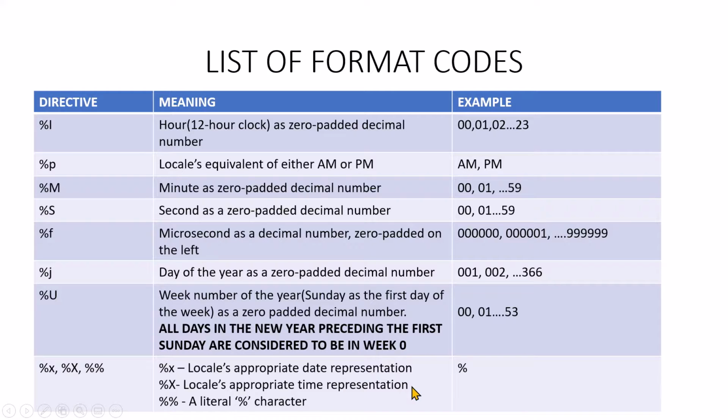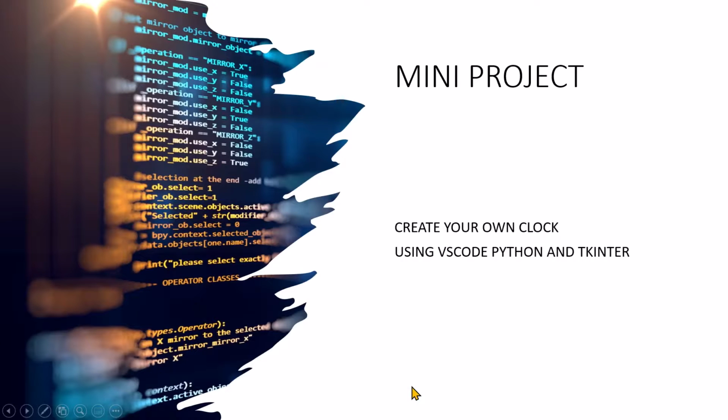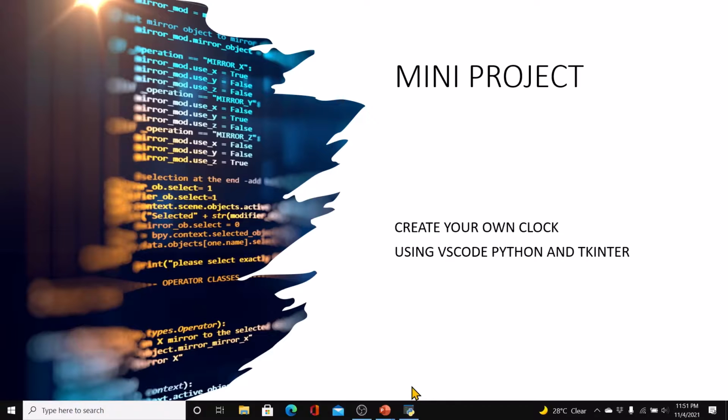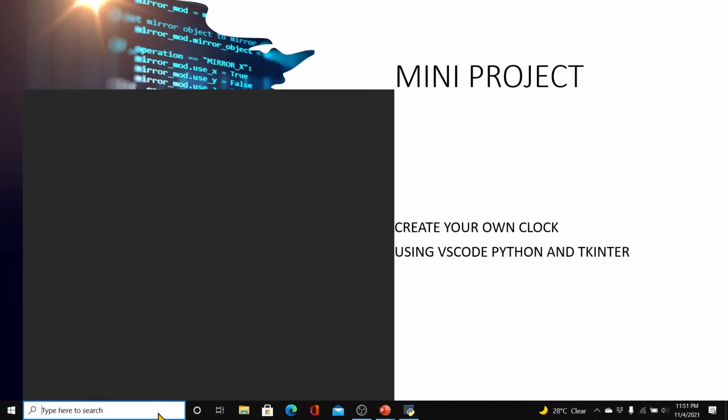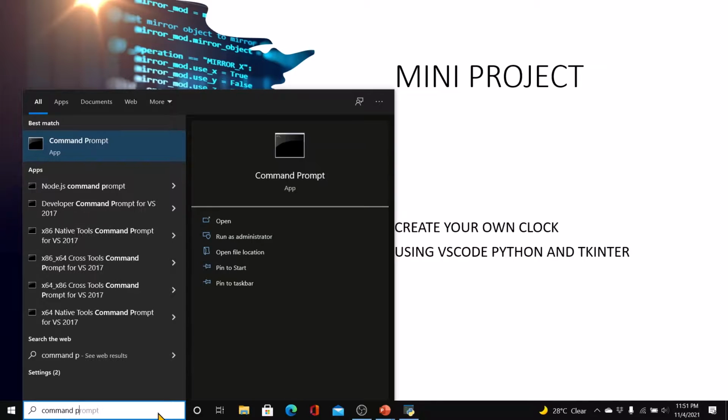So these are the formats as well. Now to our mini project where we're going to create our own clock using VS Code, Python and tkinter. So now we need to go to command prompt. But I suggest you run it as administrator, because sometimes when creating the directory, you may get the message access denied.